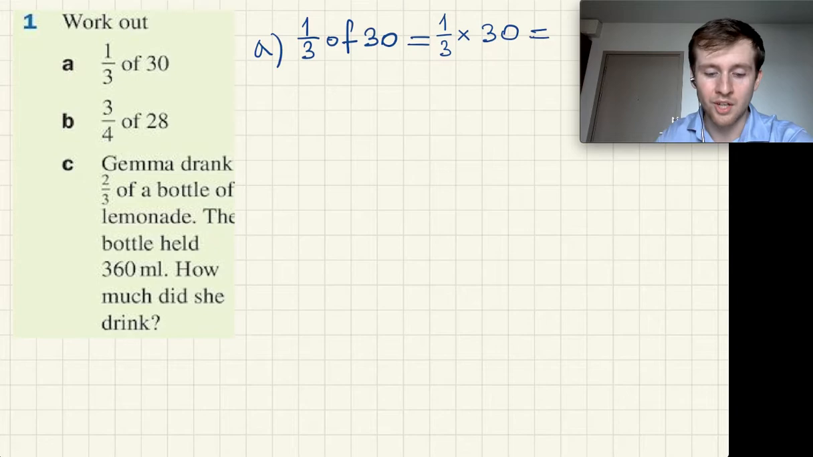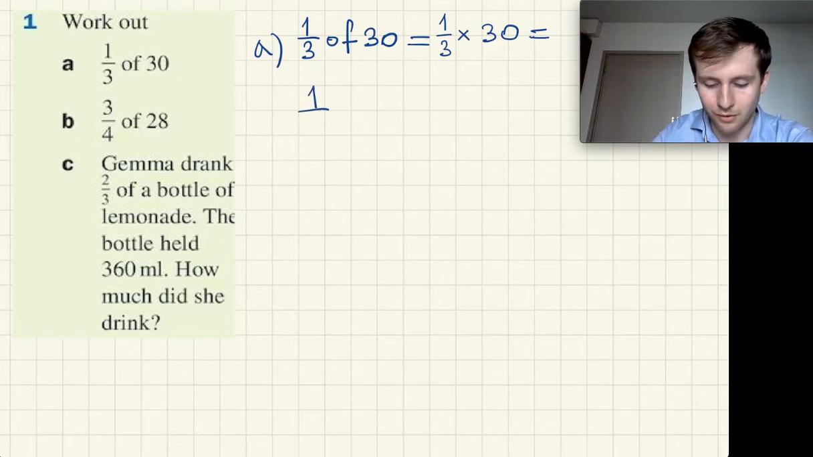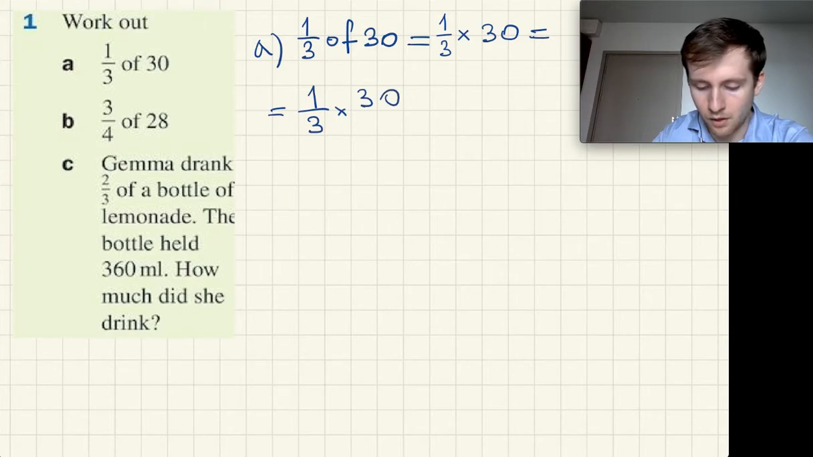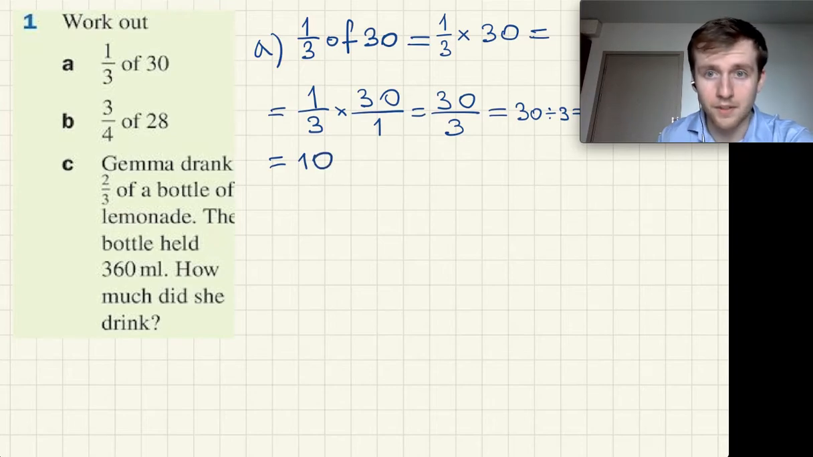So how do we turn 30 into a fraction? Very easily, you just write 1 as your denominator. So it's equal to 1/3 times 30 over 1, like this, which is equal to 30 over 3, which is the same as 30 divided by 3, which is equal to 10. 30 divided by 3 is equal to 10.